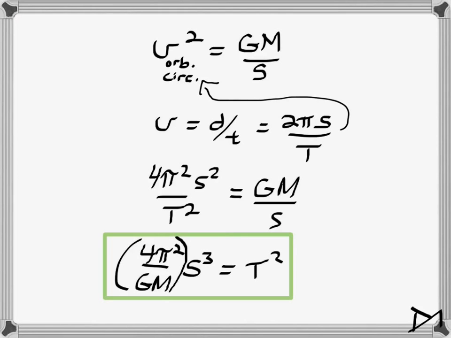Now rearranging, we see that the cube of the radius of the orbit that the rock will go in relates to the square of the period. This is known as Kepler's third law.